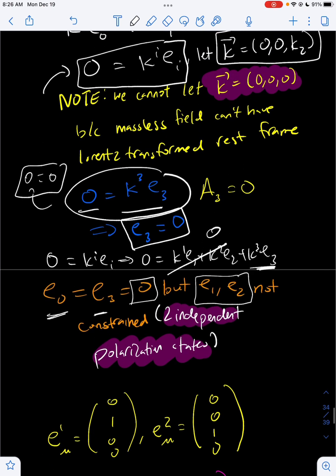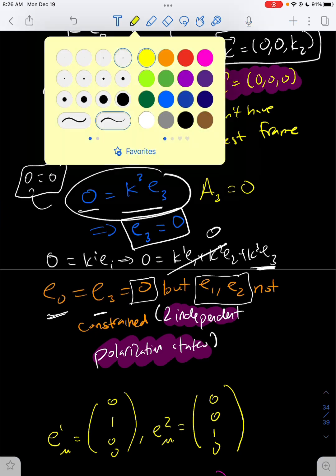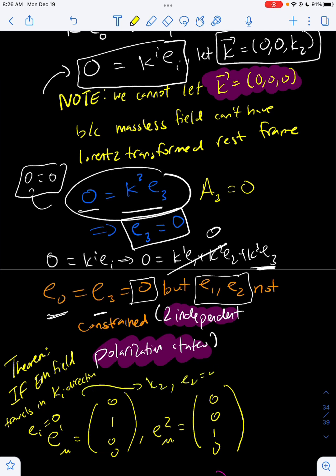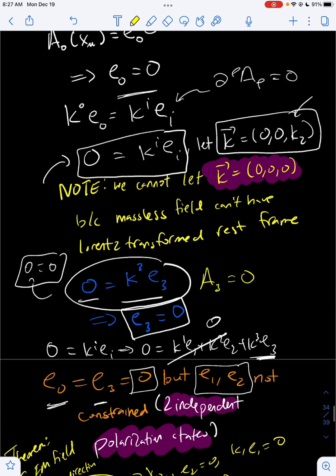So an important thing to note is that we can write a general theorem here: if our field, the EM field, travels in the Ki direction for some value of i, this means that Ei is going to be 0. So if it travels in the K2 direction, then E2 is 0. If it travels in the K1 direction, then E1 is 0, basically. And that follows from this right over here.